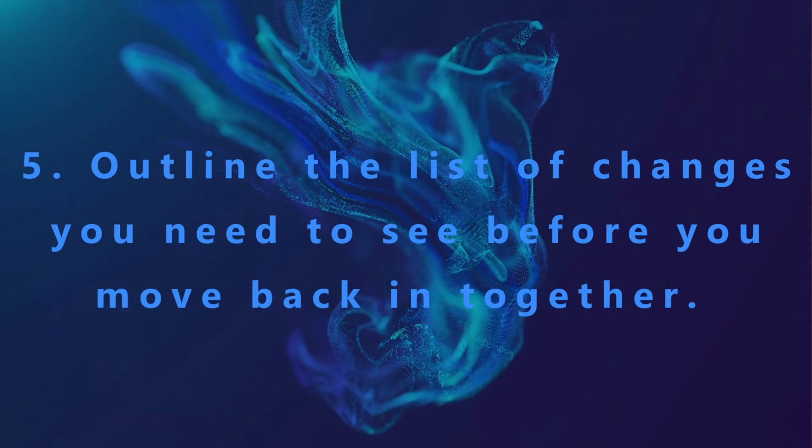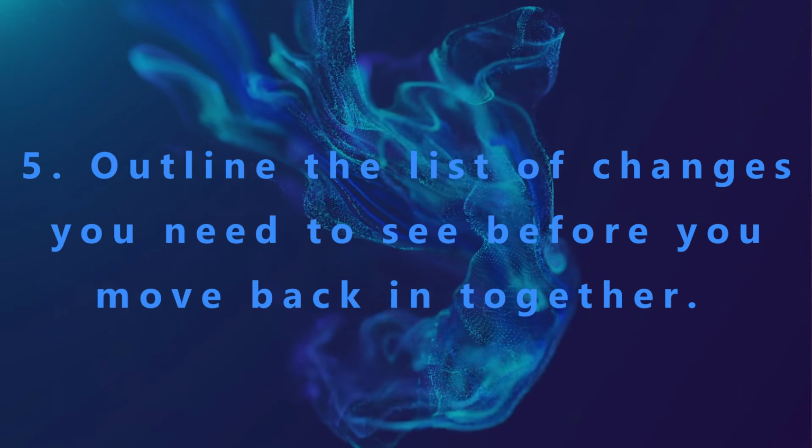Number 5, you have to outline the list of changes you need to see in your partner before you are willing to move back in together. So don't move out because you're feeling neglected, or because your partner's addicted, or because they won't cease contact, or because your partner's abusive. Don't move out and then just expect your partner to know exactly how they need to change or the exact changes they need to make.